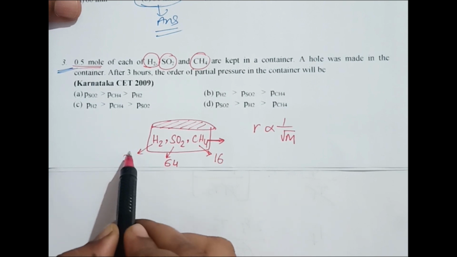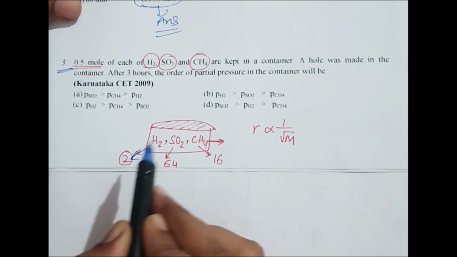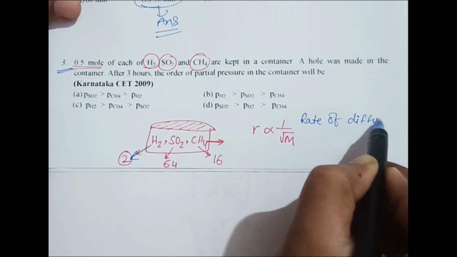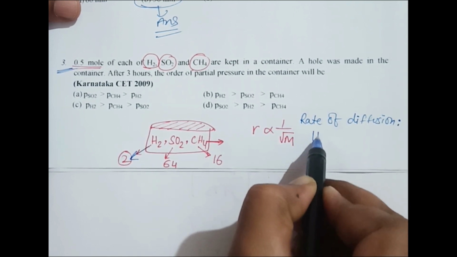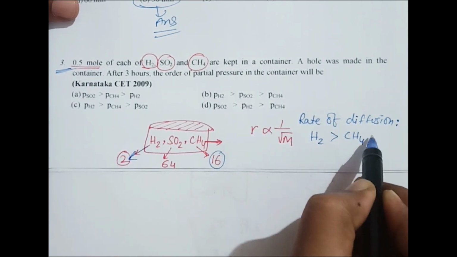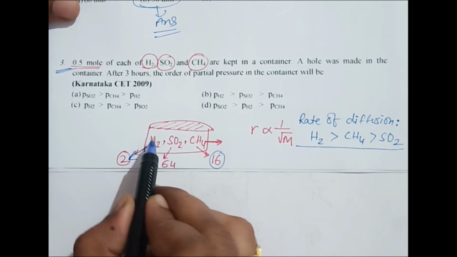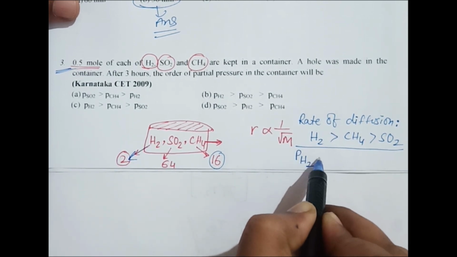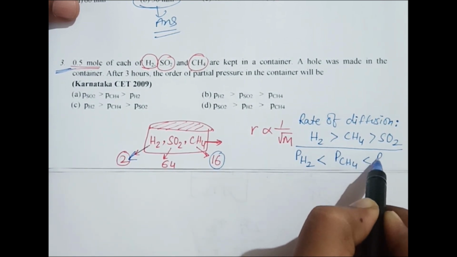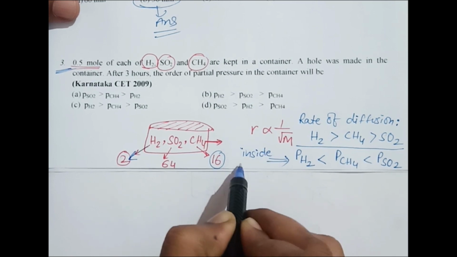So here, due to hydrogen's very low molar mass, it comes out very fast. So the rate of diffusion order will be: hydrogen will come out very fast, then methane will come out because its mass is 16, then sulfur dioxide. Now inside the container, hydrogen will be less. That's why the partial pressure of hydrogen will be less in the container, then partial pressure of methane, then partial pressure of sulfur dioxide. This is the answer inside the container.